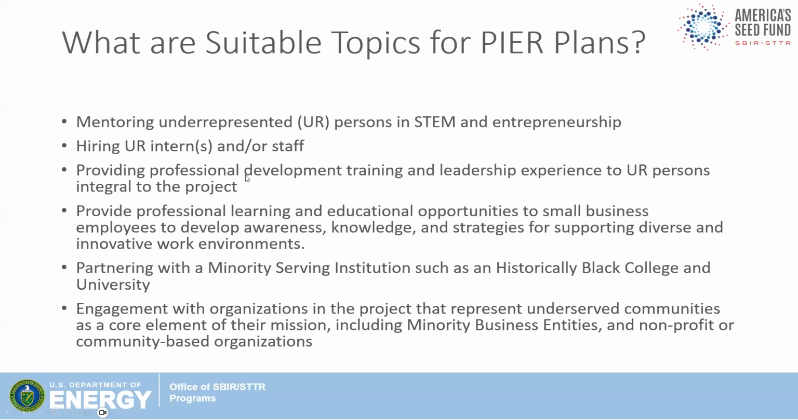It could be involved in mentoring underrepresented persons who are involved in your project. You might want to hire underrepresented interns or staff. I would point out that we do have a diversity supplement for phase 2 that some of you may be aware of. This allows you to bring in an intern on the second summer of your phase 2 award. You might provide professional development training to those underrepresented persons. You might provide education related to supporting diverse and innovative work environments. This could be diversity training for your staff.